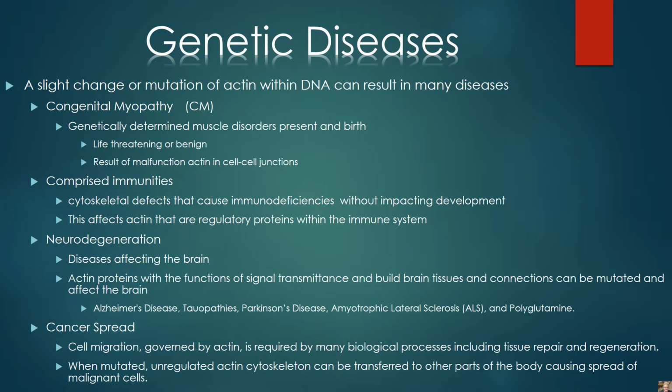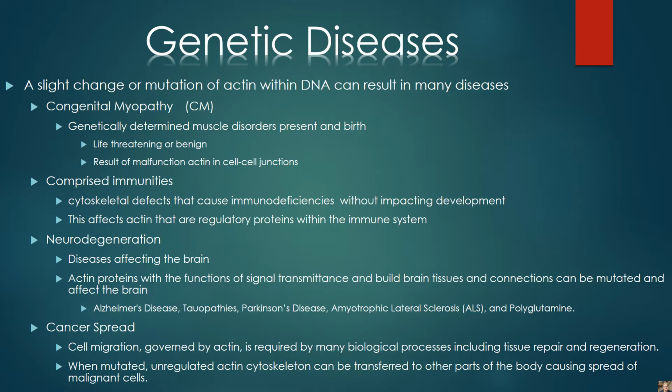Genetic diseases. So, we're going to look at genetic diseases, and this is one of our last slides, so I'm not going to bore you for too much longer. A slight change or mutation of actin, which is a change in the actin shape, what shape the actin decides to make the cell. Some type of amino acid change. This is a mutation of actin within DNA, and it can result in many diseases.